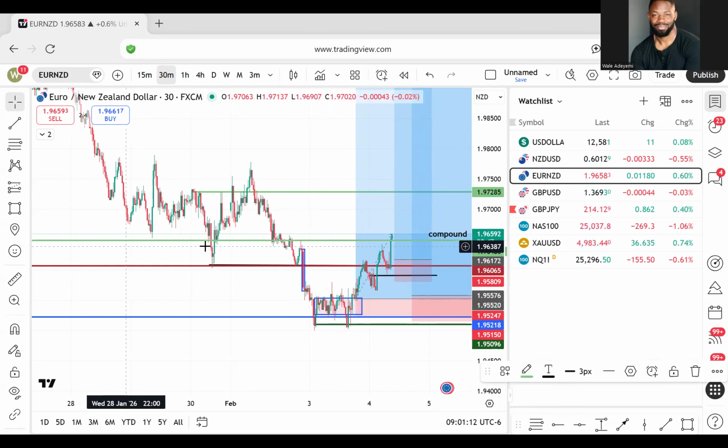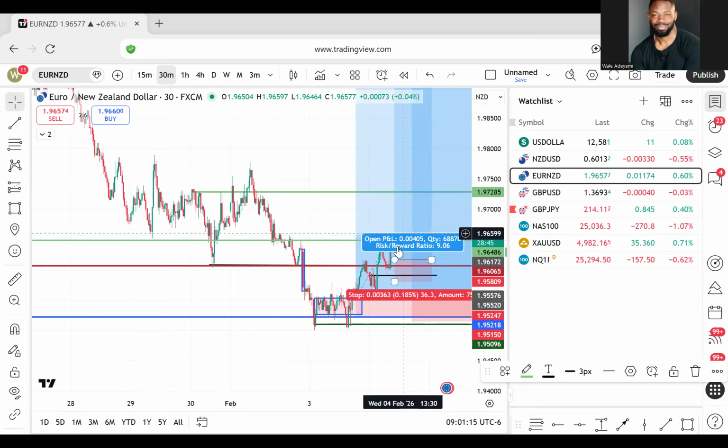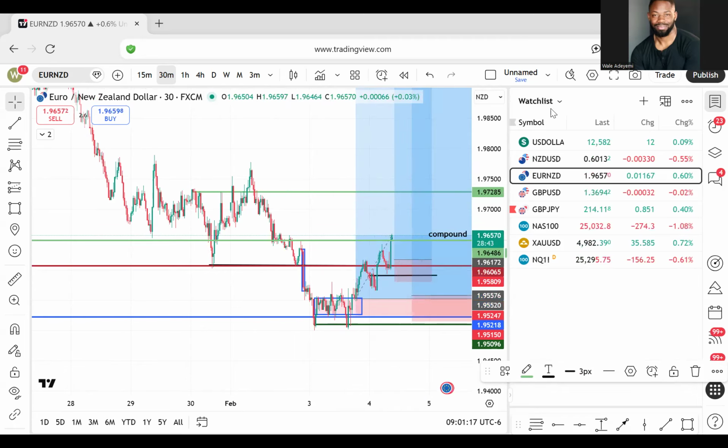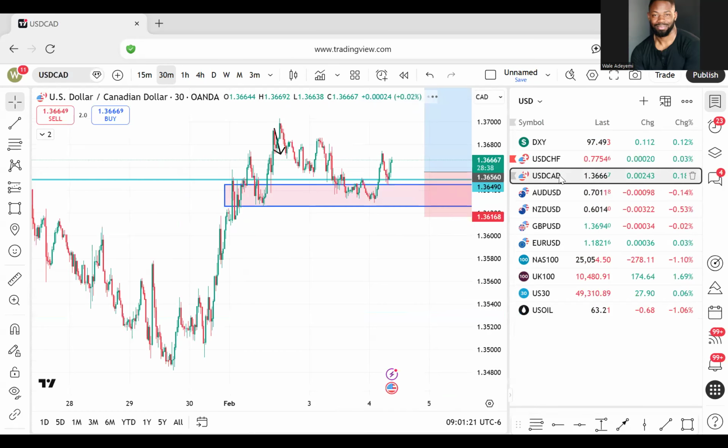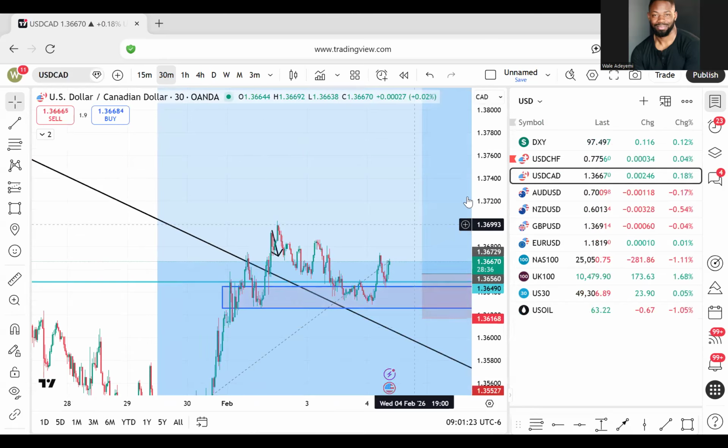We've traded back into previous structure. This is not slowing down. We're up 100 pips on Euro NZD. Stop playing. This is how it goes, bruh. This is what I needed, bruh.